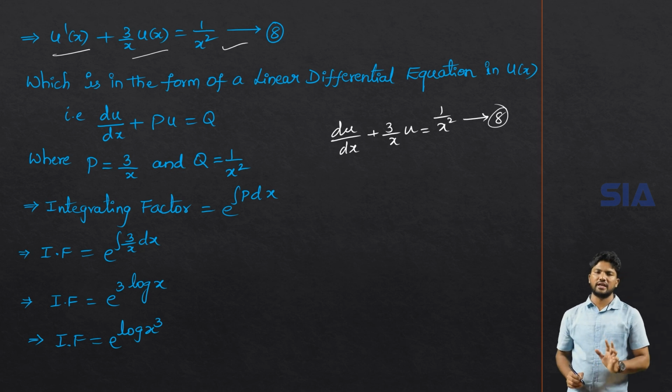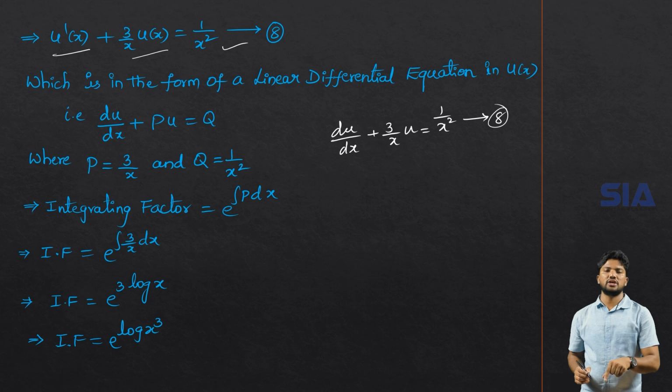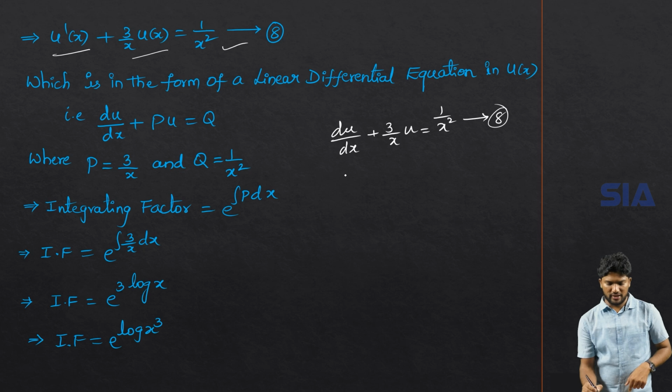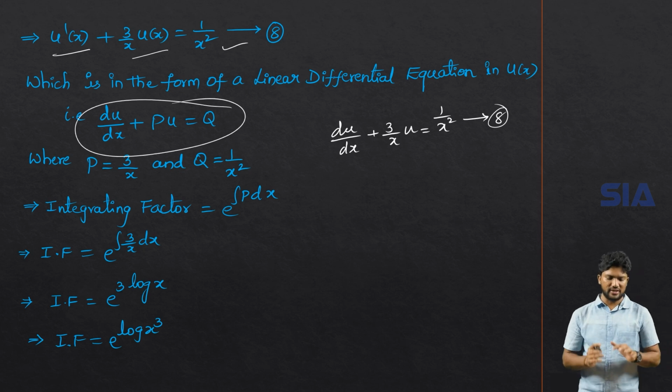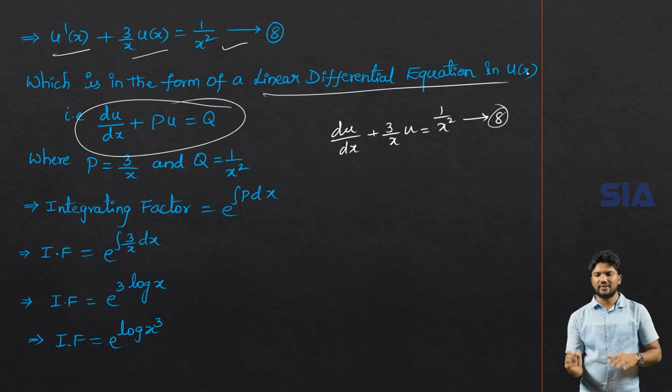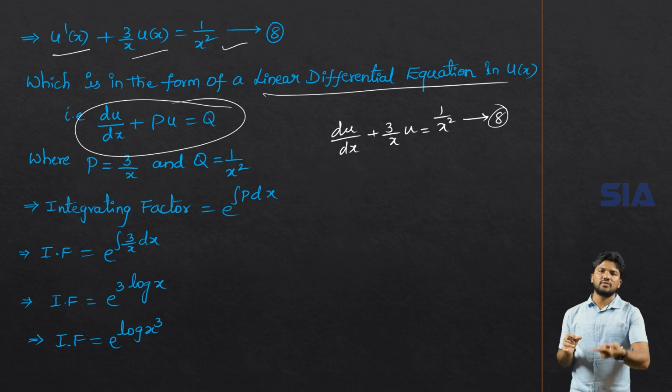Equation number 8 we can write in this format. u dash of x, meaning du by dx, plus 3 by x times u of x, equals 1 by x square. It is purely in the format of a linear differential equation in terms of u of x.